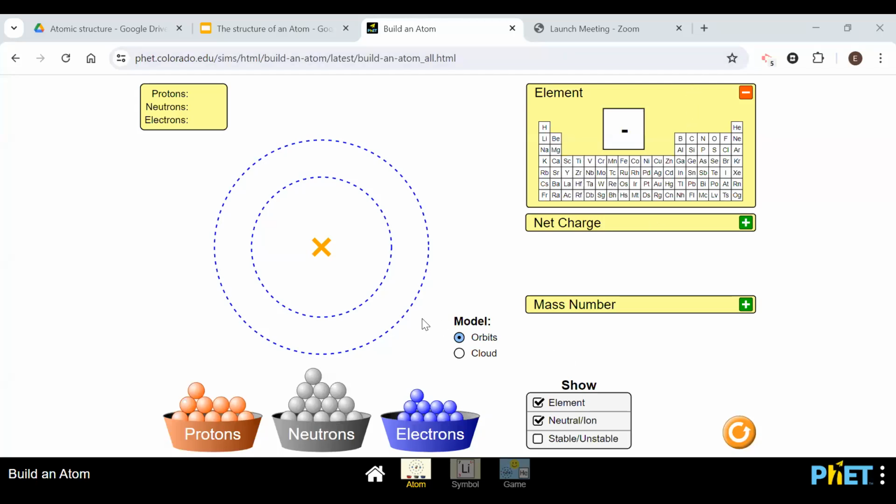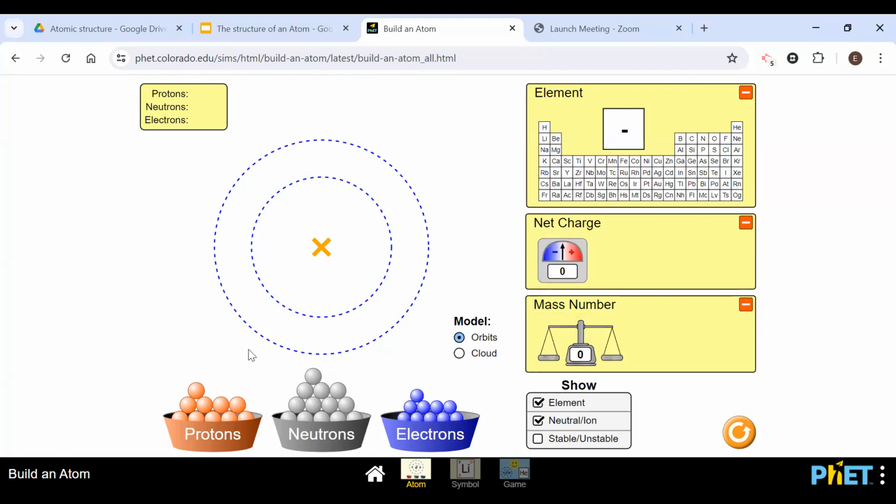Using this simulation, we can look at the characteristics of each subatomic particle, and also we'll be able to build an atom. Okay, so the three subatomic particles of an atom are the protons, neutrons, and electrons. I need your participation here. Look at this screen very well. Look at the way it is now. I will put each subatomic particle, and based on what we observe, we can tell the characteristics.